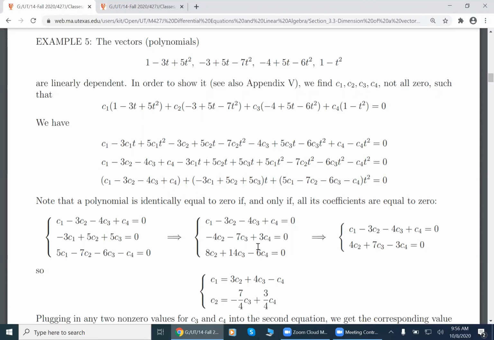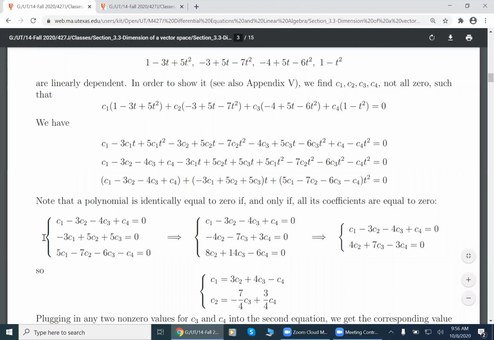Yes, the rule is we eliminate variables one by one. So here we have C1, here we have C1, here we have C1. Let us get rid of this, let us get rid of this. How can we get rid of this? We multiply equation number 1 by 3 and add to this. How can we get rid of this? We multiply equation number 1 by 5 and subtract from this.